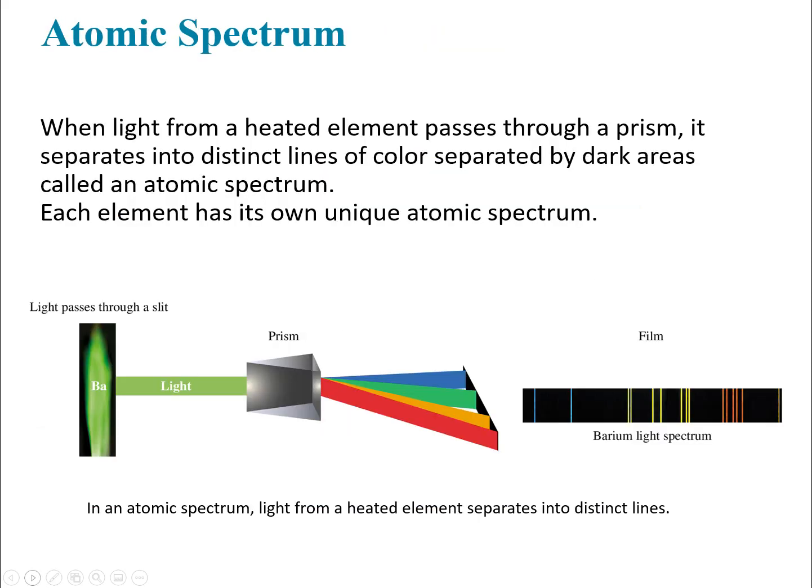It turns out that elements also have a spectrum. If you put a gaseous element into a lamp and you heat it up, the light that is emitted when you pass it through a prism is going to separate into distinct colors. And each element has its own unique atomic spectrum. It's kind of like a fingerprint. And those distinct colors come from electrons getting excited and then releasing energy.